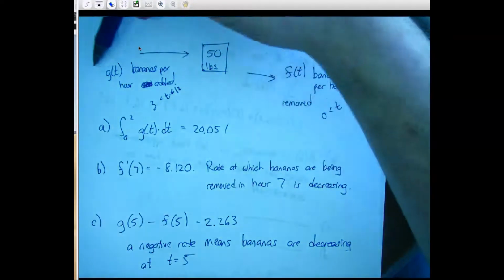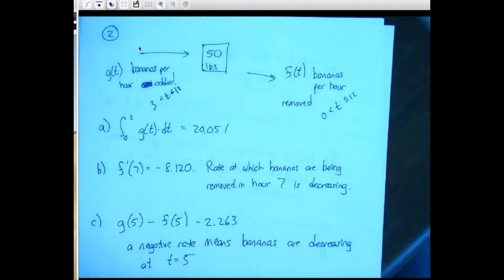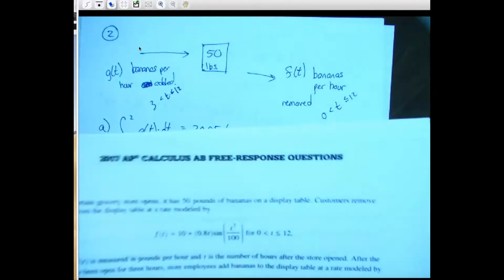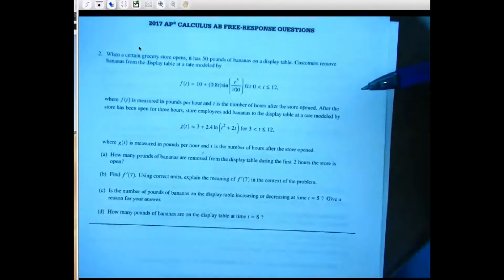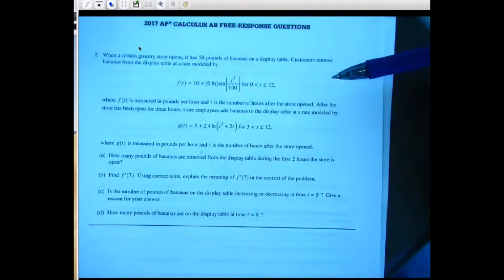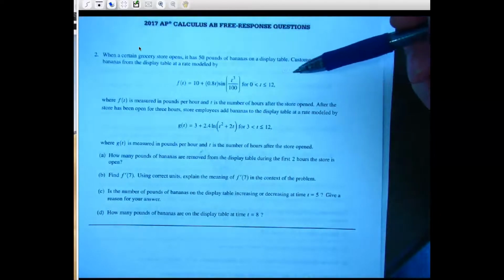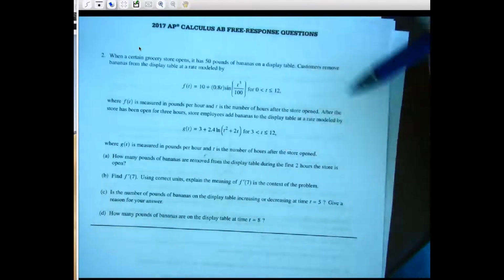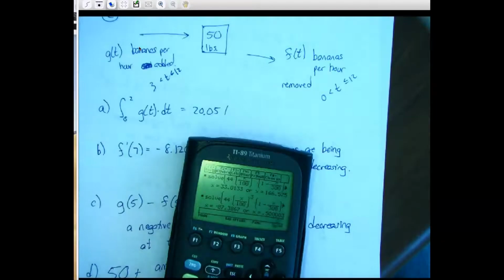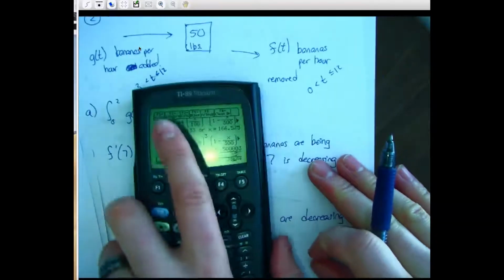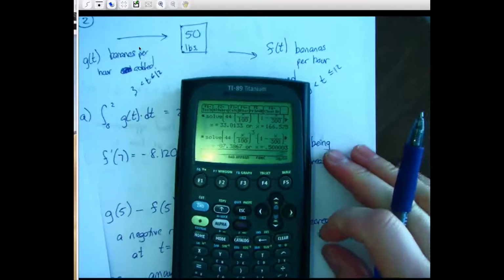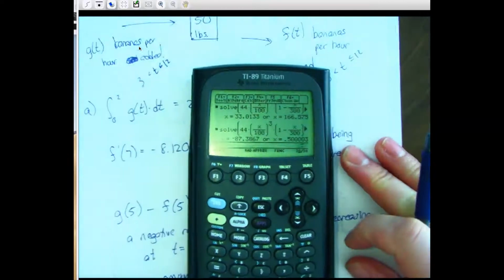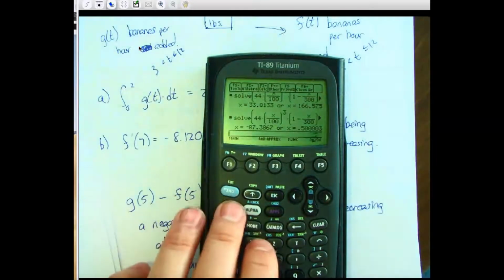So G of T is the rate in, F of T is the rate out, and there are 50 there to begin. So part A, how many pounds of bananas are removed in the first 2 hours? Well, removed is the F of T. So what I want to do is integrate F of T between 0 and 2. And I'm just doing that in my calculator. I haven't actually done this yet. I just looked at the AP answers. I wrote down what they got, but let's just make sure it works.